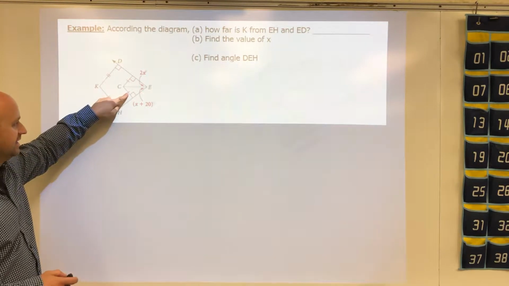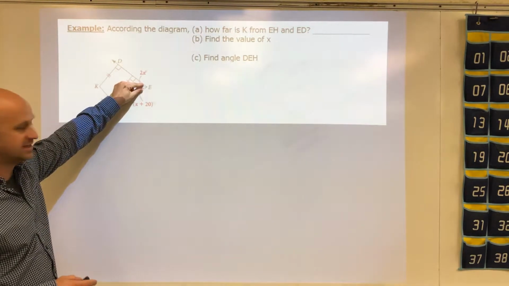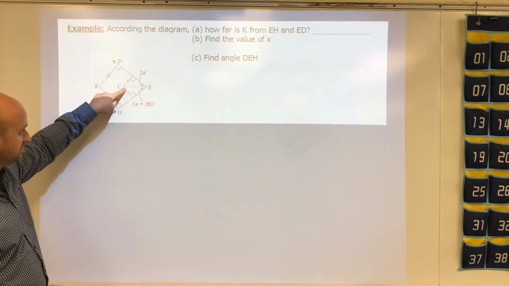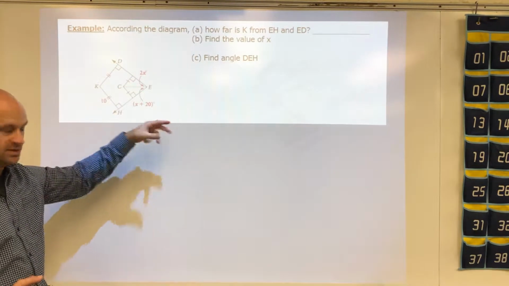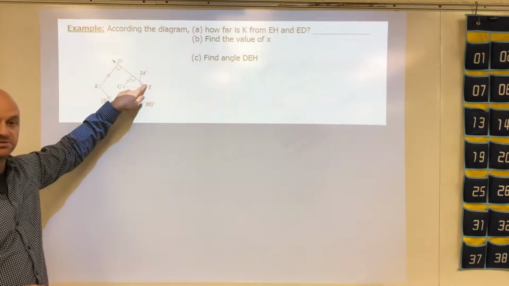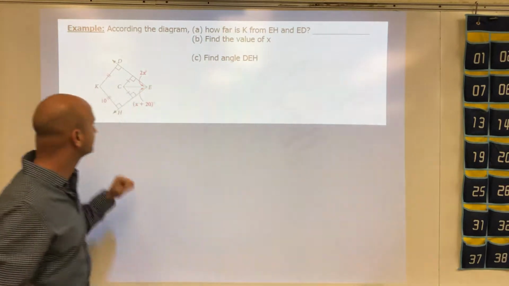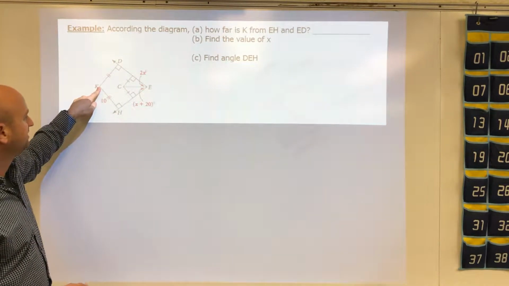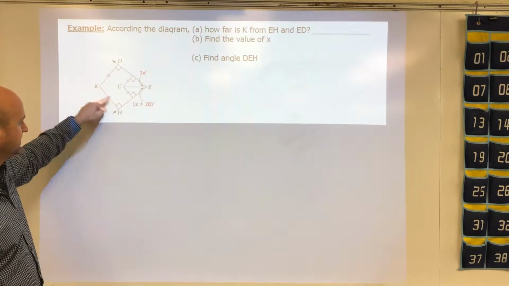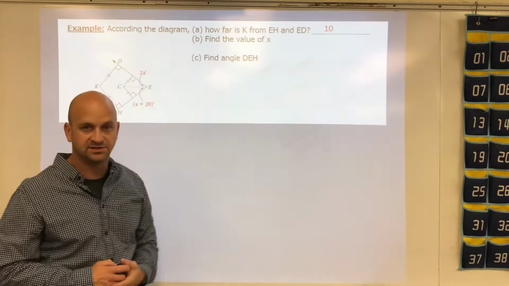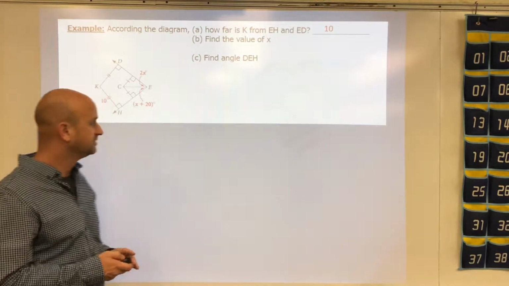In this diagram, they don't tell you this is an angle bisector yet. What you have to know is that this distance perpendicularly to this line and that line is the same. And because these are the same distances, these angles are bisected. Knowing that, how far is K, which is here, from EH? EH is here, so K is 10, and it's also going to be 10 from DE. So based on the diagram, that's what you end up getting.